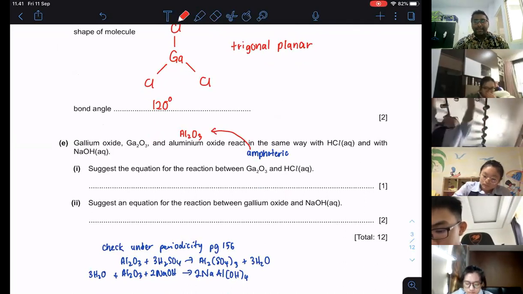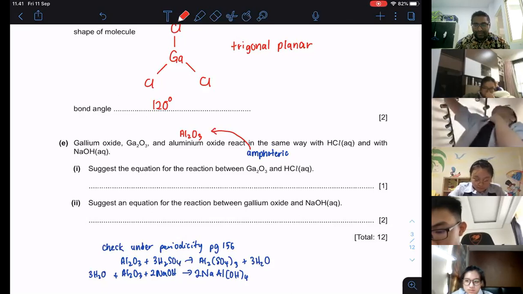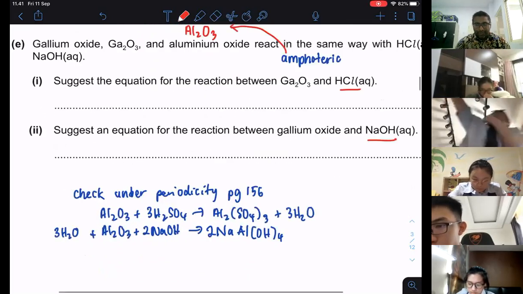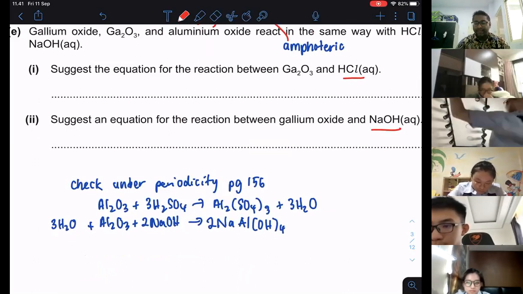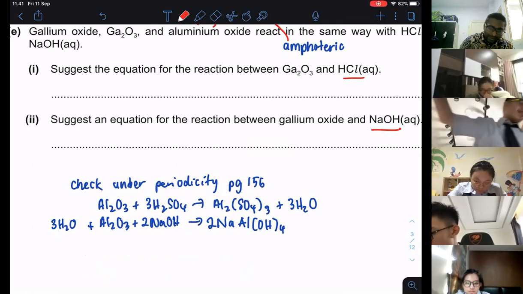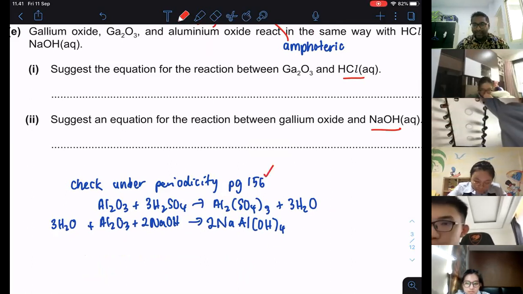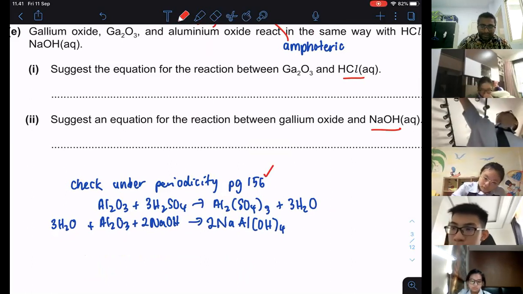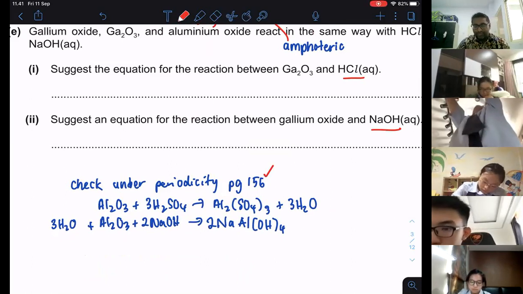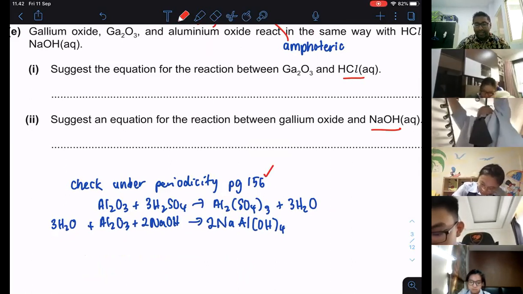When you are writing the reaction between this oxide and HCl or NaOH, it is a very good practice to first write the reaction between aluminium oxide and the acid. If you want to check, you can check your textbook, page 156. I have written down here that when aluminium oxide reacts with any acid, in this case sulfuric acid, it gives aluminium sulfate, the salt, and water.